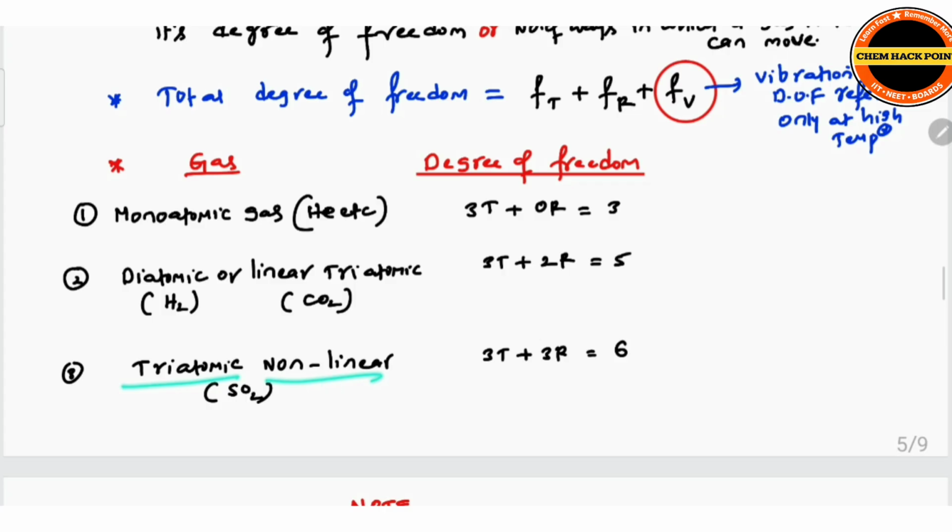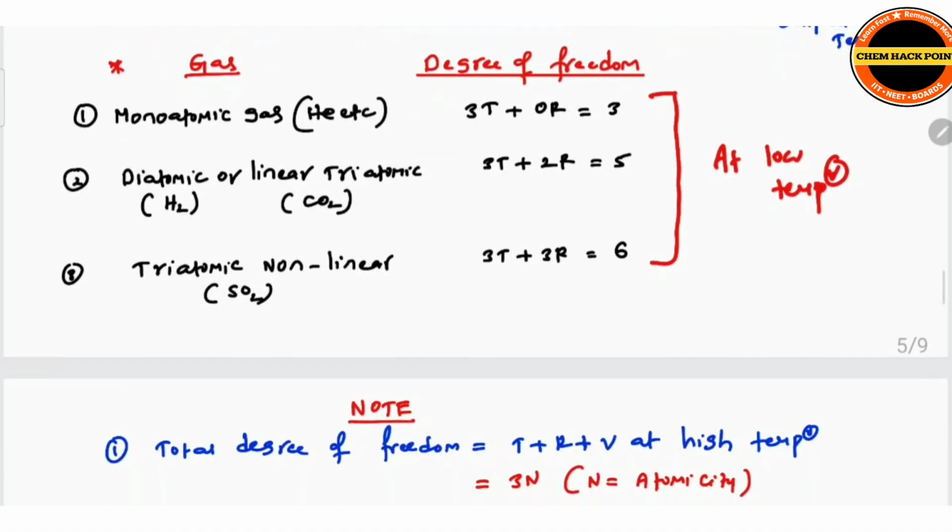Triatomic non-linear, SO2 if we consider: 3 translational, 3 rotational, overall you will get 6 here. So remember, whatever we consider here is at low temperature. We did not include high temperature here. So at low temperature you can consider this particular part.